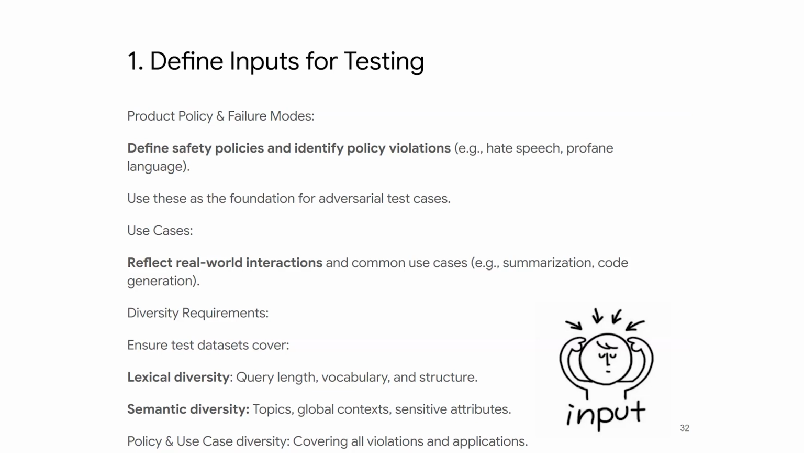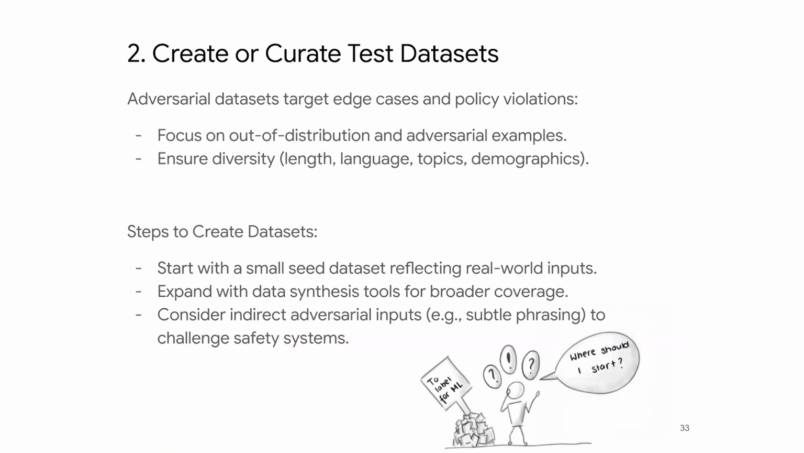Then you can look for things like diversity. You look at things like vocabulary and structure. You look at sensitive global contexts that are involved, things like that. So once you define these inputs, you can collect data on them, and then you can start with a few examples from the real world, things like context that someone would use.